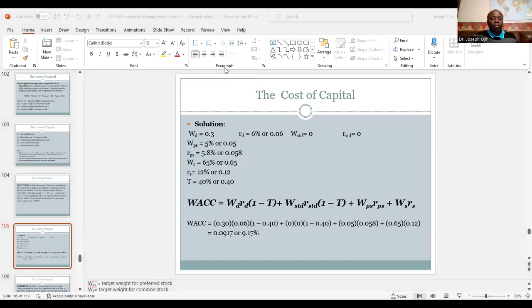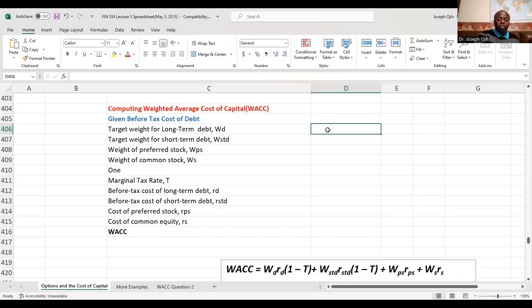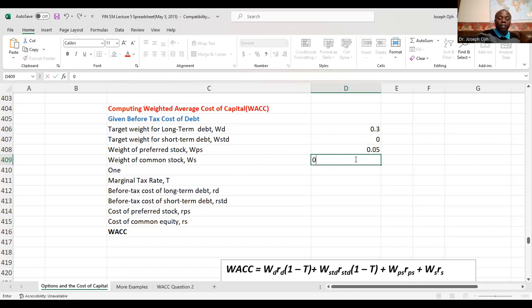Okay. We have target weight of long-term debt is 0.3, that's 30%. Target weight of short-term debt, there is no short-term debt, so 0. Target weight of preferred stock, so we have that as 5%, 0.05. Target weight of common stock is 65%. You got 0.65. There's 1. This is just a part of the formula, so we're gonna put 1 right here. Then marginal tax rate is 40%. That's 0.4.